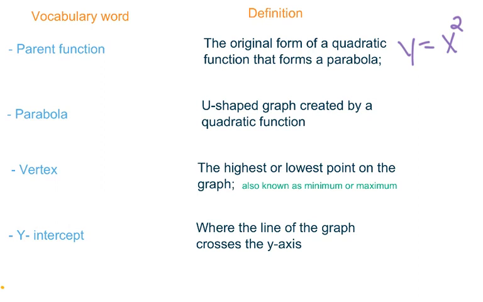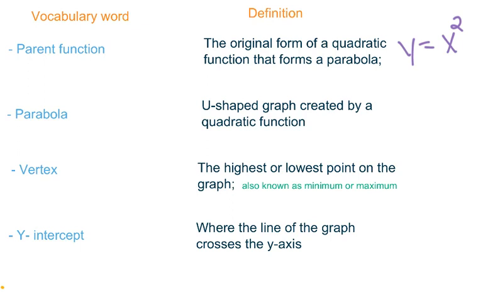We have parent function, parabola, vertex, and y-intercept in their definitions. The original form of a quadratic function that forms a parabola, that is called our parent function. It has the equation y equals x squared. Then the shape that it makes is a parabola. It's a U-shaped graph created by the quadratic function, which we'll see in a second.